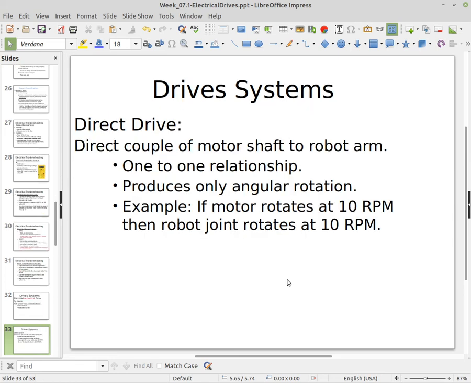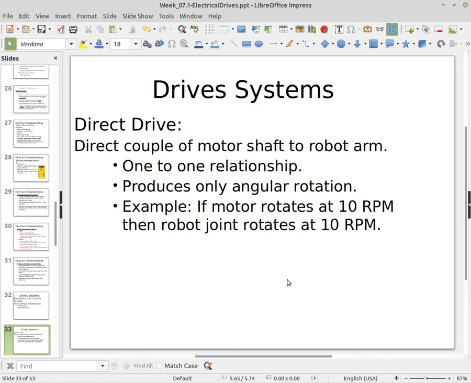Okay. So the direct drive, we can only get rotational or angular motion out of an electric motor, or at least a rotational motor, which most are.